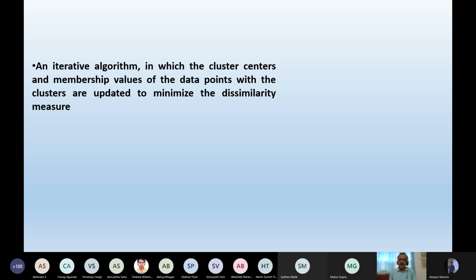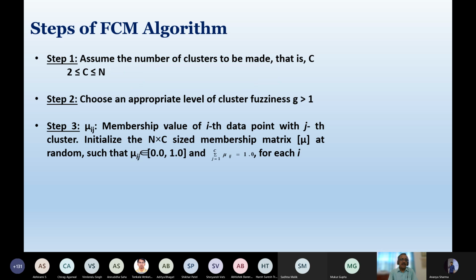Now at first I'll tell you the steps to be followed in this particular algorithm, and after that I'm going to solve one numerical example just to show you how to yield the clusters for a set of data points. So I have designed one very simple numerical example, and I'm going to discuss that. Now the steps of this FCM algorithm.